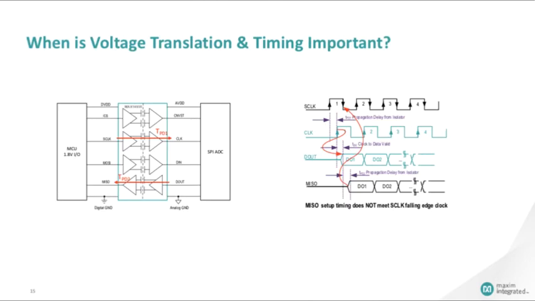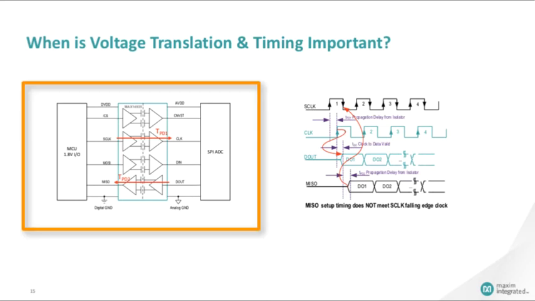Voltage translation is important when interfacing products such as a low voltage microcontroller and a higher voltage peripheral. Timing is important for higher speed SPI buses. Traditionally, SPI clock rates were 5 to 10 MHz, but peripherals such as ADCs often need clock rates up to 75 MHz. The isolator creates additional signal delays for the SPI bus.